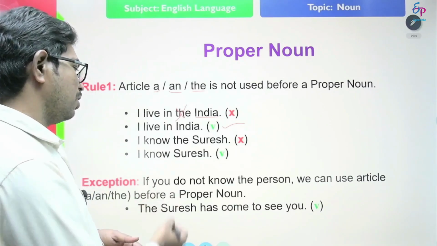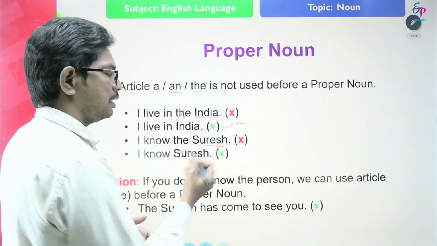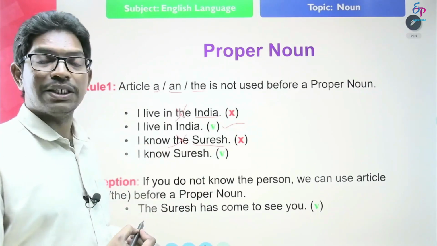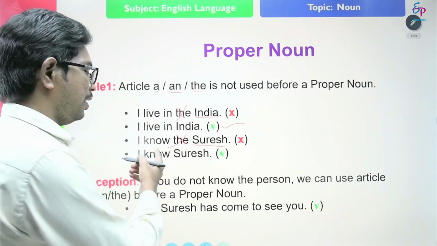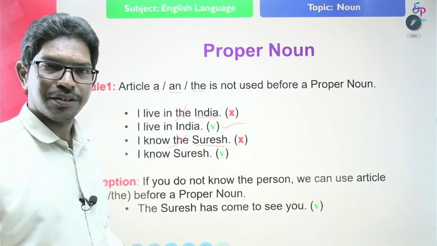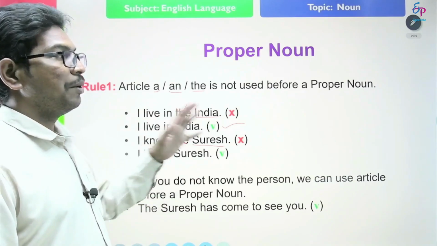Look at another example. I know the Suresh. What is Suresh here? It's a proper noun. What is the here? Article. Article is not used before a proper noun. I know the Suresh is wrong. Just we say I know Suresh. So what is the rule? Article a or an or the is not used before a proper noun.